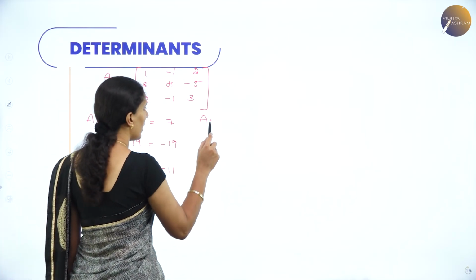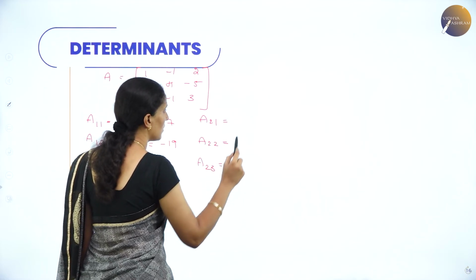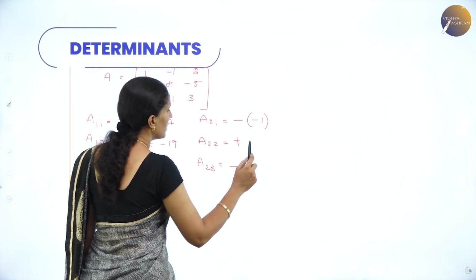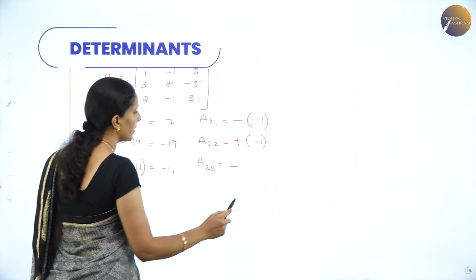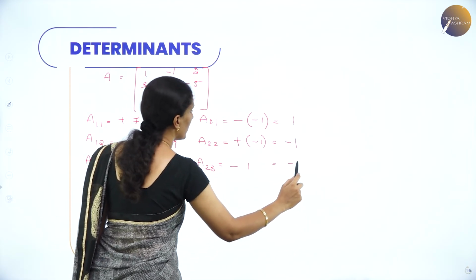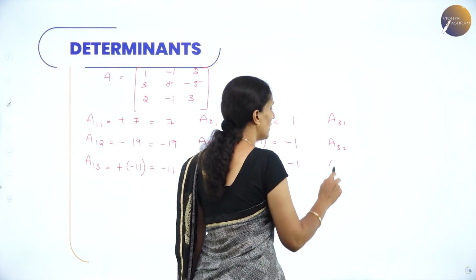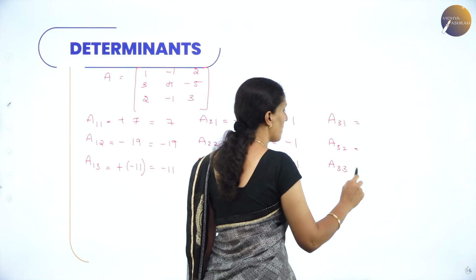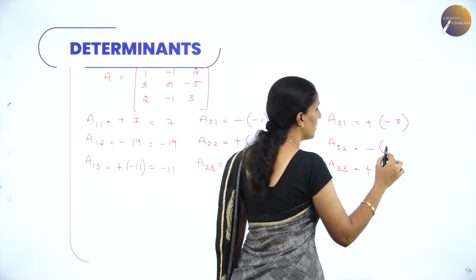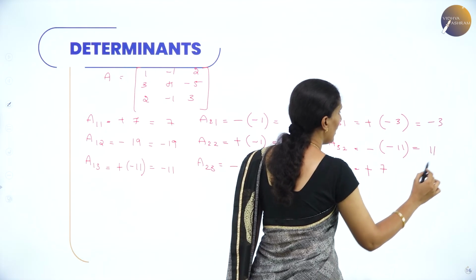Next is A21, A22, A23. Minus, plus, minus. So, here we have minus 1. So, here also we have minus 1 and here we have 1. So, the answer is 1, minus 1, minus 1. Next, we have A31, A32, A33. So, the sign is plus, minus, plus. So, here we have minus 3, minus 11 and 7 here. So, the value is minus 3, 11, 7.